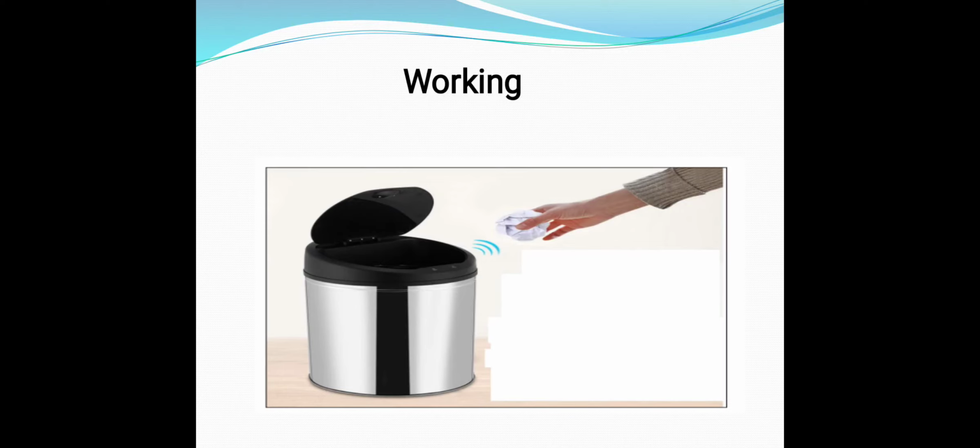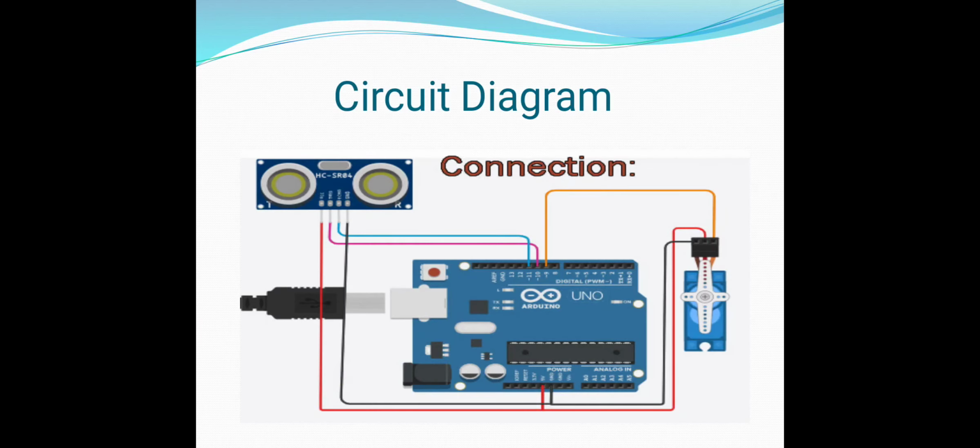Also, the dustbin consists of a level sensing ultrasonic sensor that constantly measures the level of garbage in the bin and automatically detects if it is about to fill up. When the dustbin is full, the lid does not open. Circuit diagram. This circuit diagram consists of Arduino Uno, ultrasonic sensor, and servo motor, and for connection we use jumper wire.